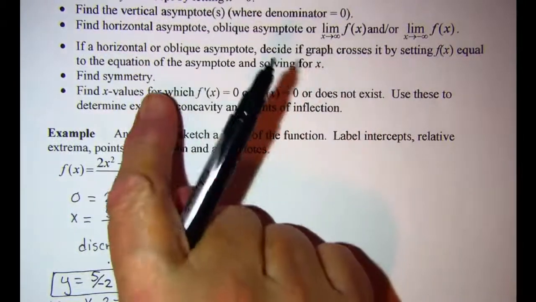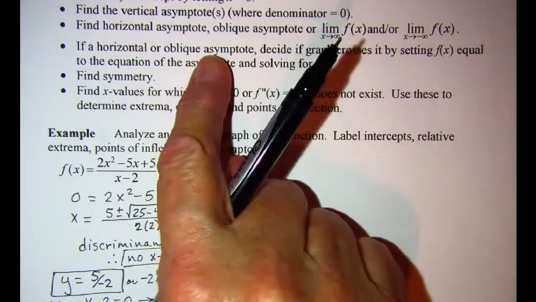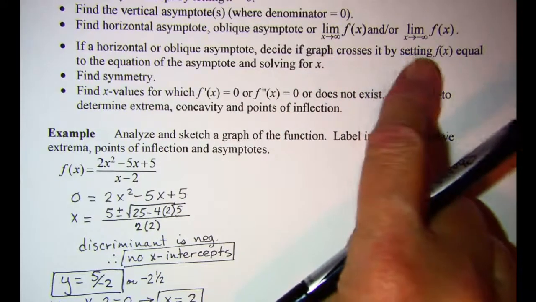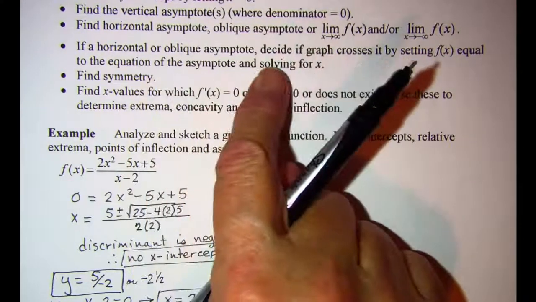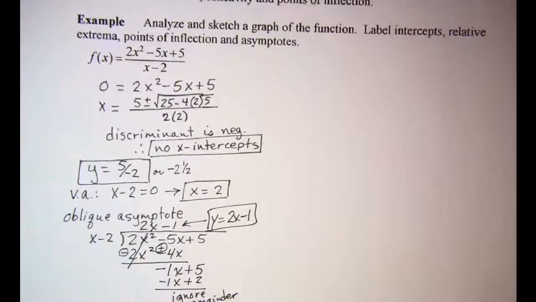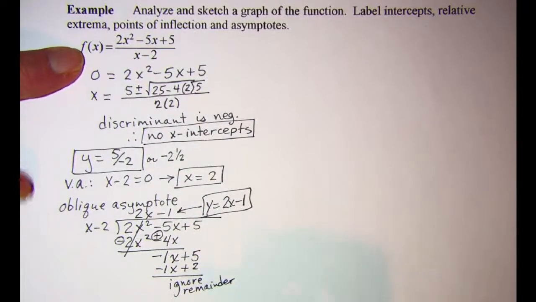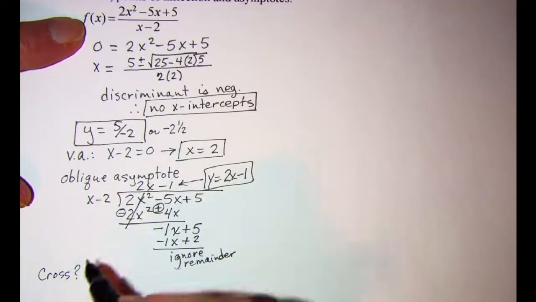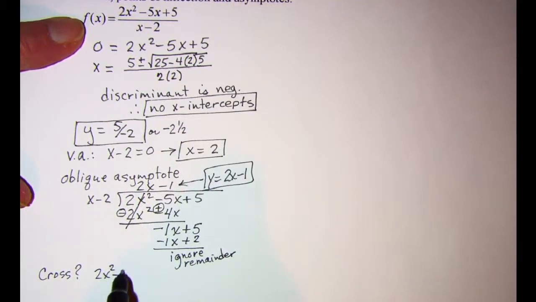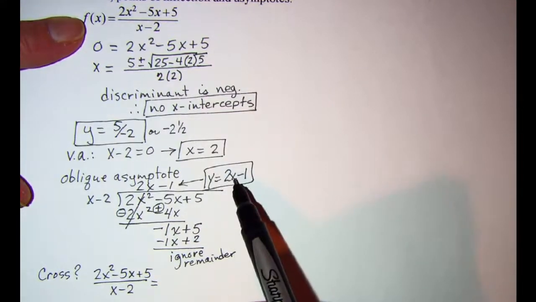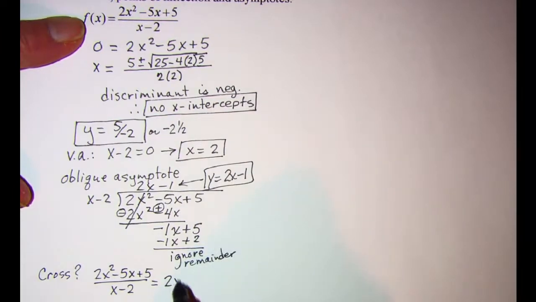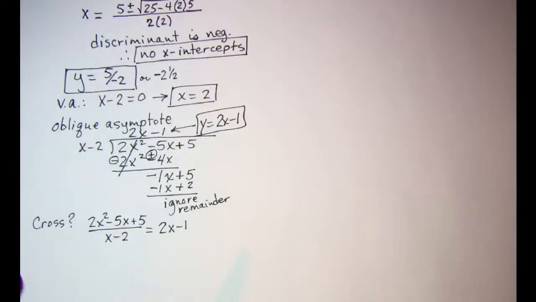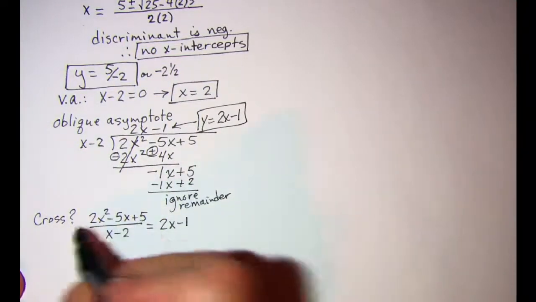my next step. If I have a horizontal or oblique asymptote, and I do have an oblique asymptote, decide if the graph crosses it by setting f of x equal to the equation of the asymptote and solving for x. So I'll just write cross here. f of x is 2x squared minus 5x plus 5 divided by x minus 2. And I want to set that equal to my equation of the oblique asymptote, which is 2x minus 1. And then I'm going to solve for x. Let's multiply both sides by x minus 2.